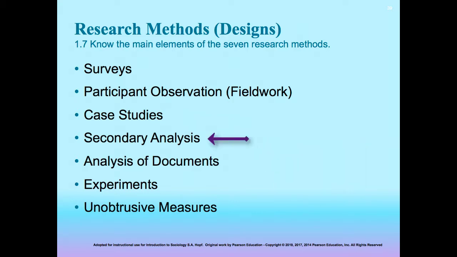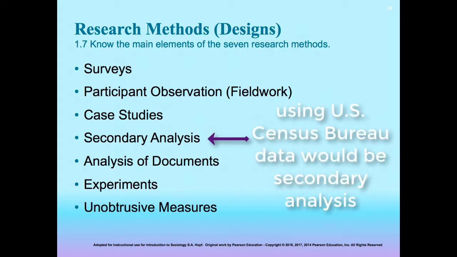Secondary analysis is when the researcher analyzes data that someone else has already collected. You would be doing secondary analysis, for example, if you were to use the U.S. Census Bureau data to examine trends over time. That would be secondary analysis.